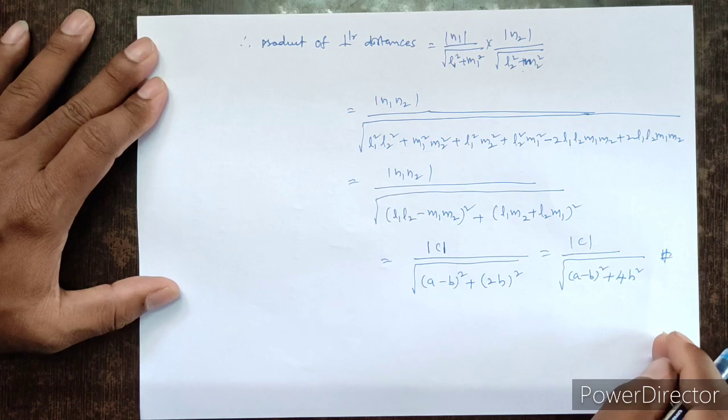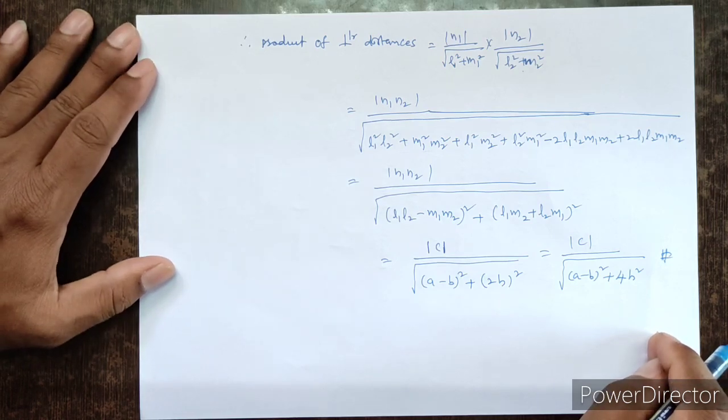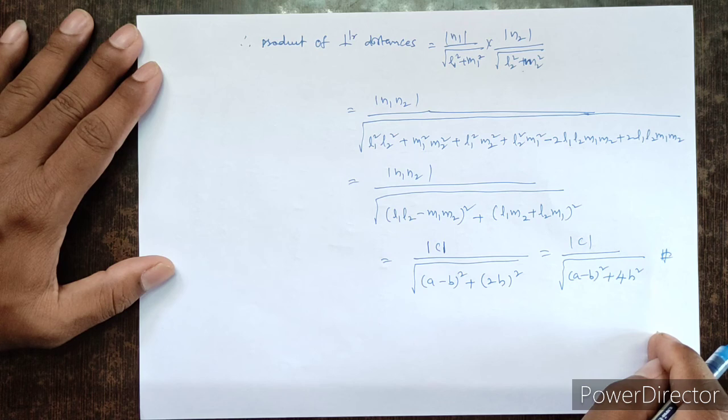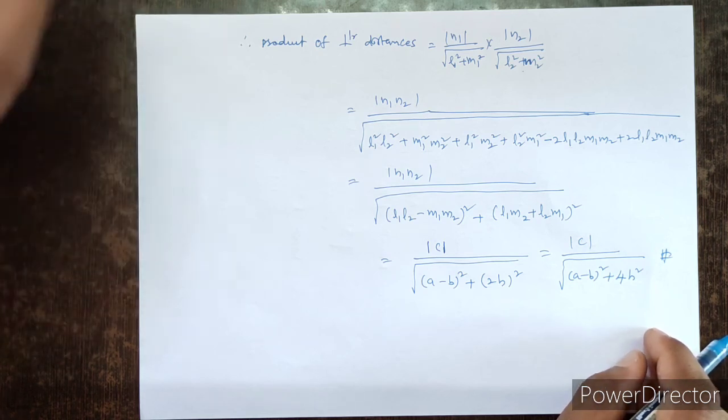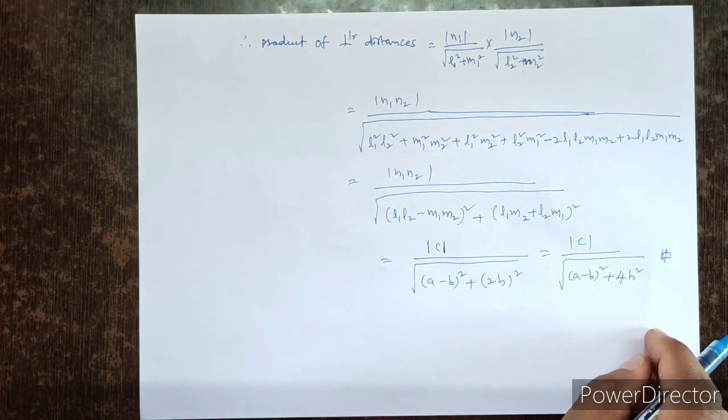This is the product of the perpendicular distances from the origin to the pair of straight lines represented by ax square plus 2hxy plus by square plus 2gx plus 2fy plus c equal to 0.